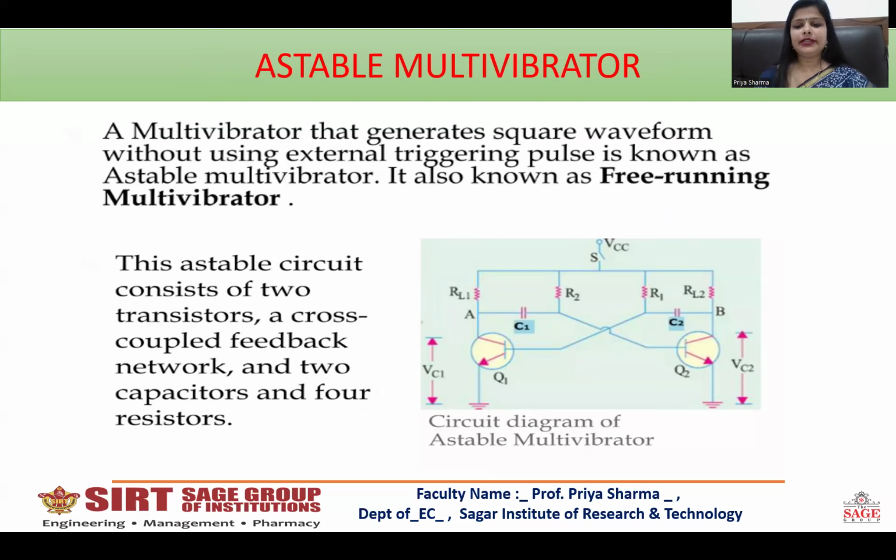Coming to the astable multivibrator, this is the basic circuit diagram of an astable multivibrator. A multivibrator that generates a square waveform without using an external triggering pulse is known as an astable multivibrator. It is also known as a free running multivibrator. The astable multivibrator circuit consists of two transistors, namely Q1 and Q2, with cross-coupled feedback. Cross-coupled means the input of one transistor is connected to the output of the other transistor through a capacitor, and the input of this transistor has been connected to the output of the other transistor using the capacitor C2. This is cross coupling. It has two capacitors and four resistors.